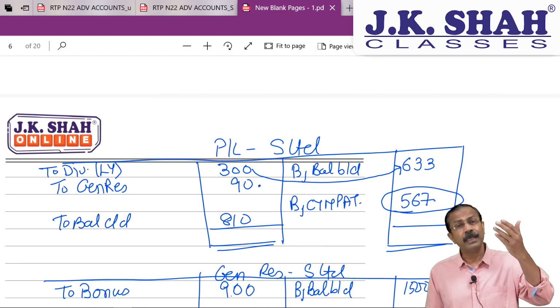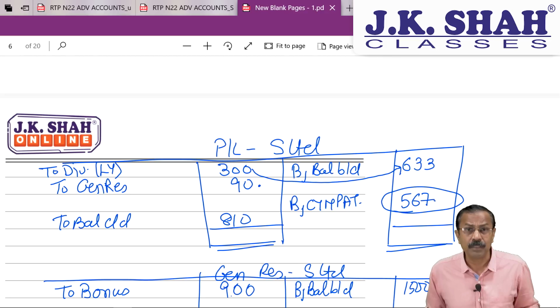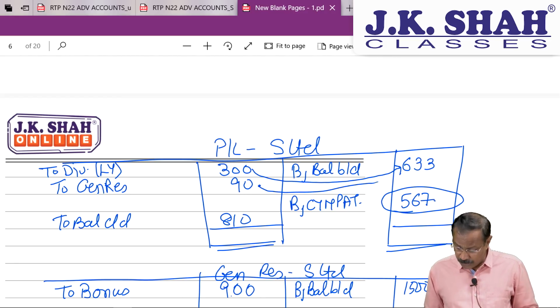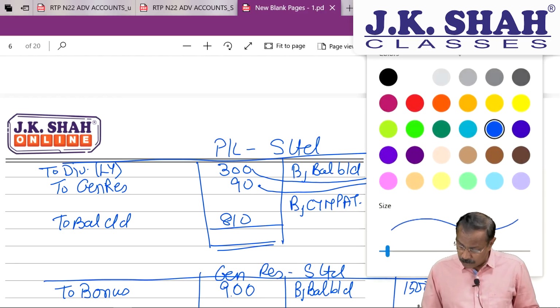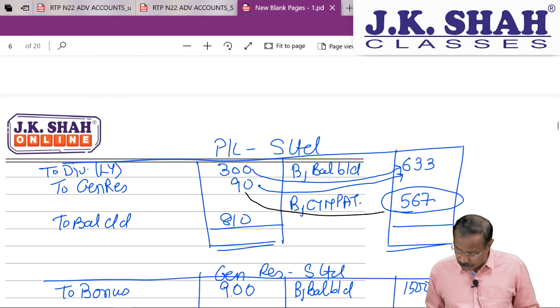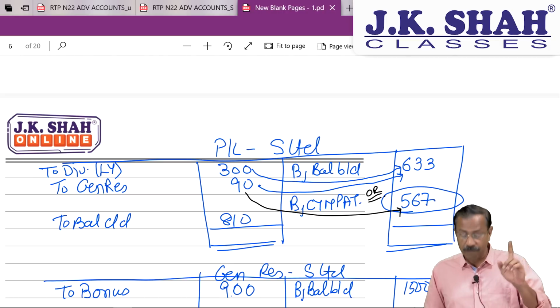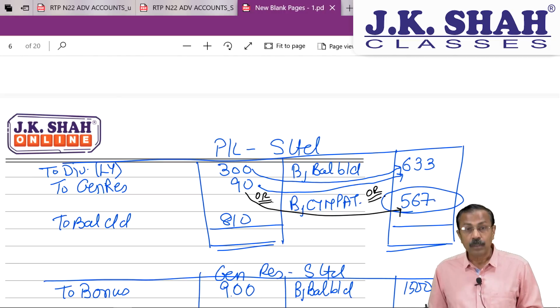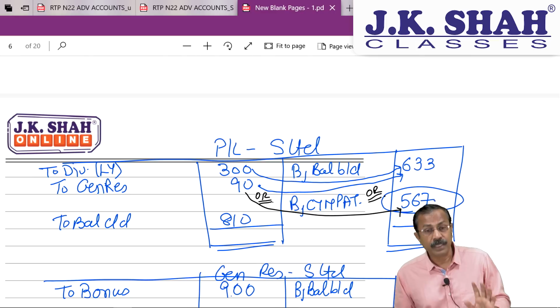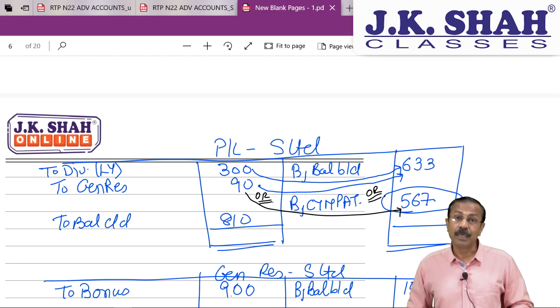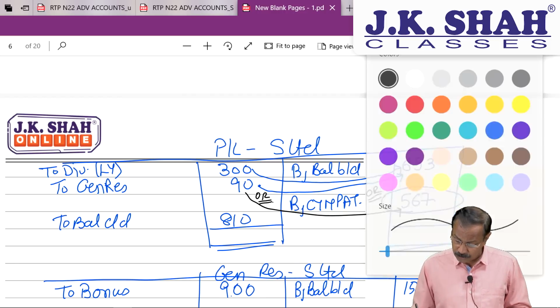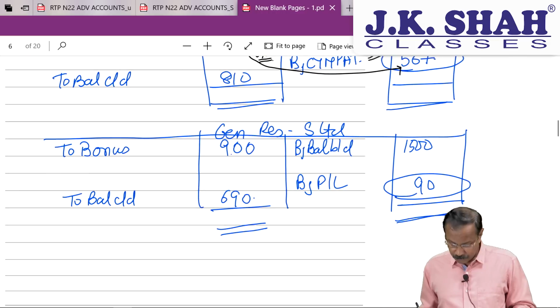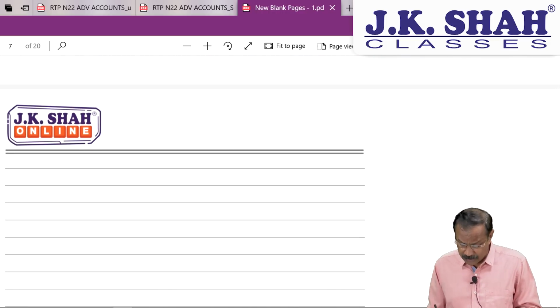Two choices. You select any one, your final goodwill or capital reserve remains the same. One is you can take it from this figure, and second is you can take it from this figure. It's or, remember. 90 can be taken out of the opening 633, or 90 can be taken out of the current year's profit of 567, remember. Choice is yours. It's just an analysis, remember.